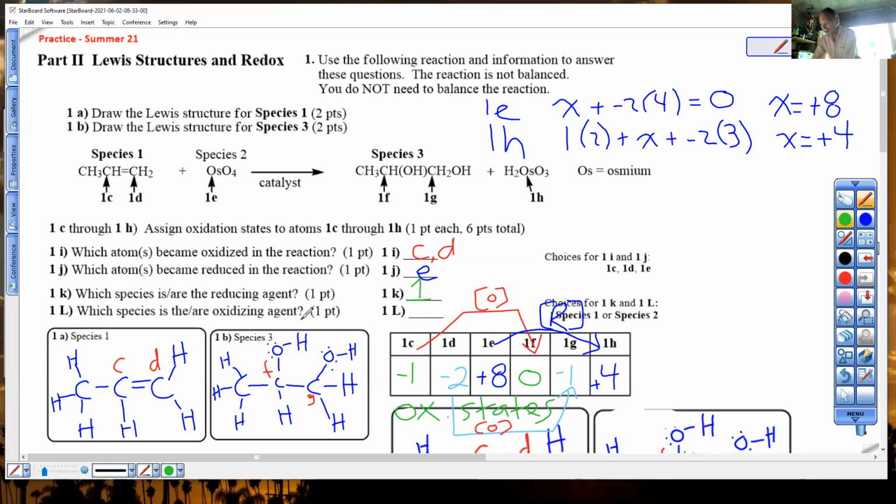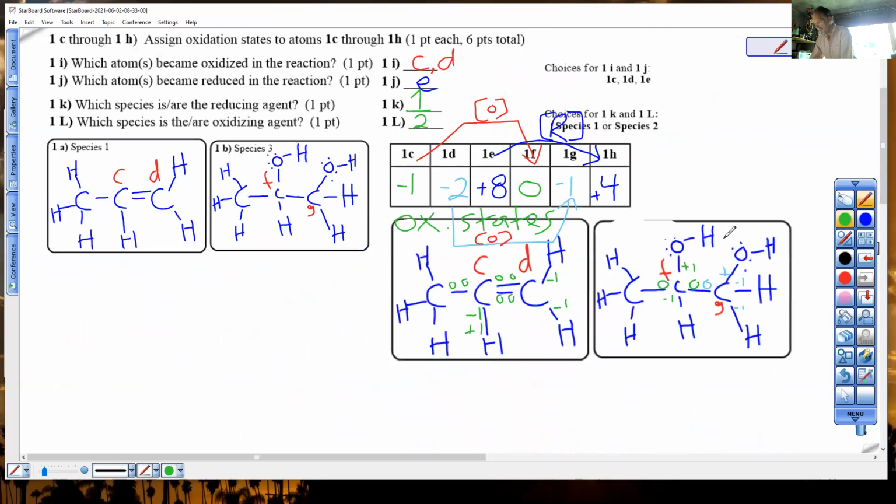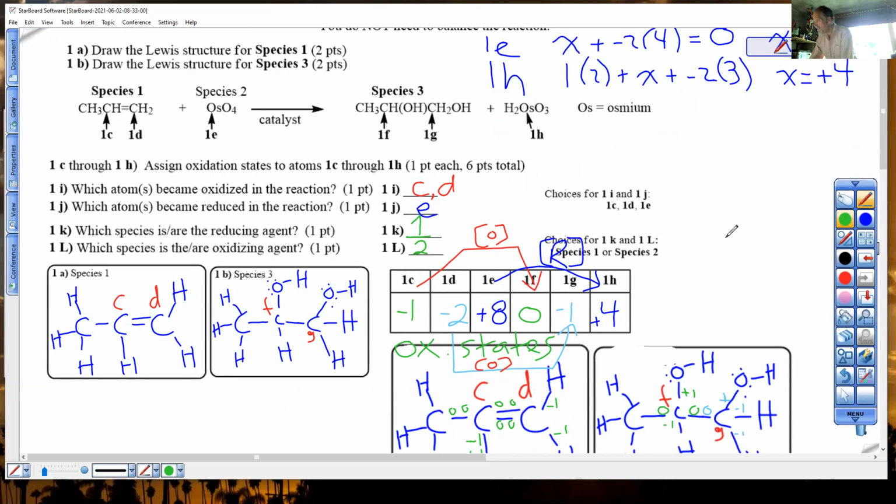Okay, identify which atoms became oxidized. Well, both carbon C and carbon E, C and E, wait, did I do this right? No. D, there, D, sorry. D became oxidized, C became oxidized, and they're both in the same molecule. That oxidation was caused by the other species, which is species 2. Easy points there. Did we get all of our points? I think we did.